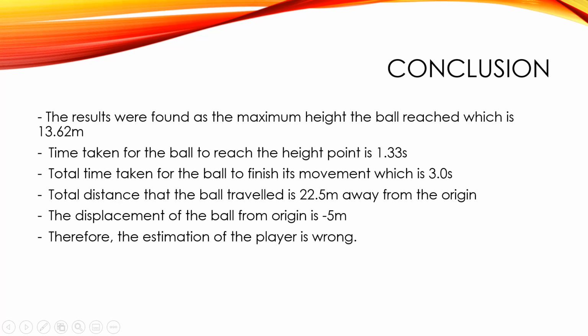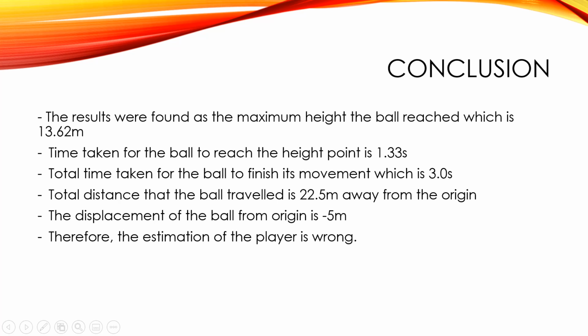So that means the player was wrong, because he estimated the ball can reach 30 or 20 meters above the ground. The time taken for the ball to reach the high point is 1.33 seconds, as we found in the first step. The total time taken for the ball was 3 seconds. Total distance the ball traveled is 22.5 meters away from the origin. So that means the player estimated wrong. He estimated 30 meters away from the origin.